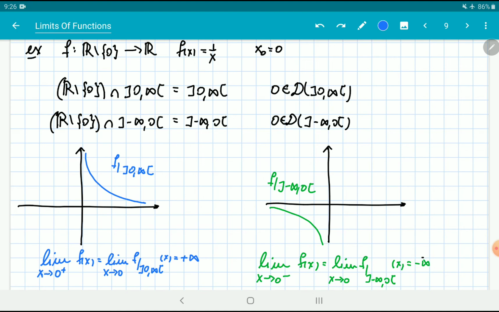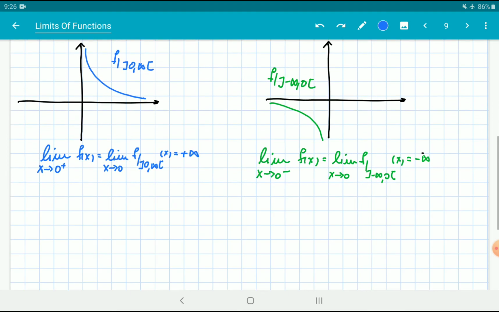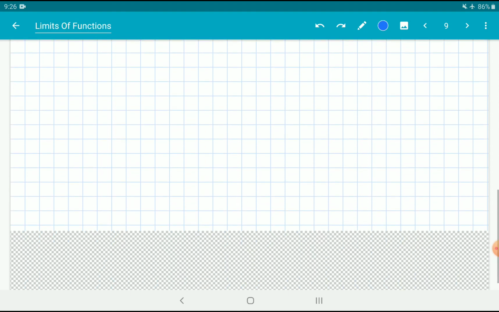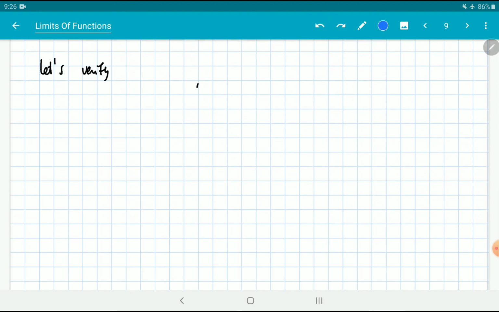So now I'm going to prove one of these formulae. It's kind of obvious, but just so that we know. If you want to try it yourself, you can pause the video now and try to prove these statements formally. So let's verify that the limit as x approaches 0 of this restriction is infinity. What do I need to verify?